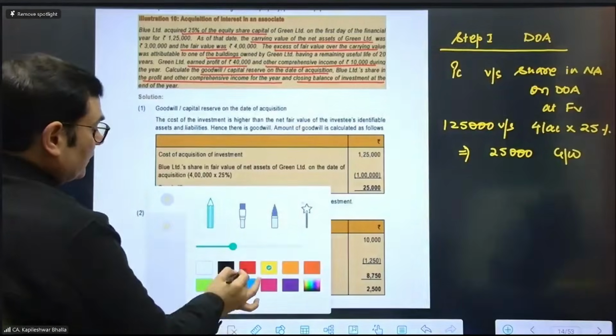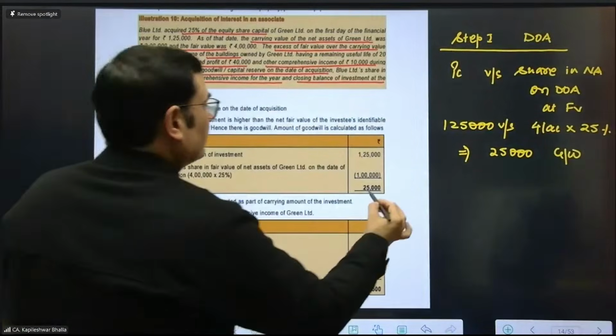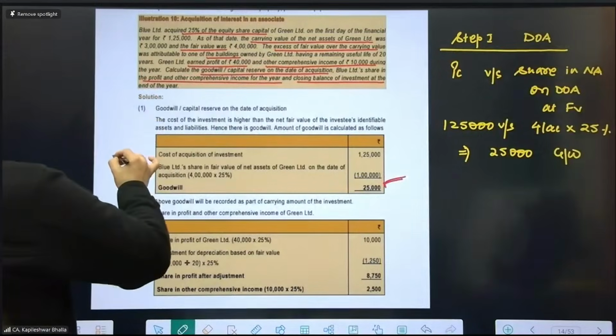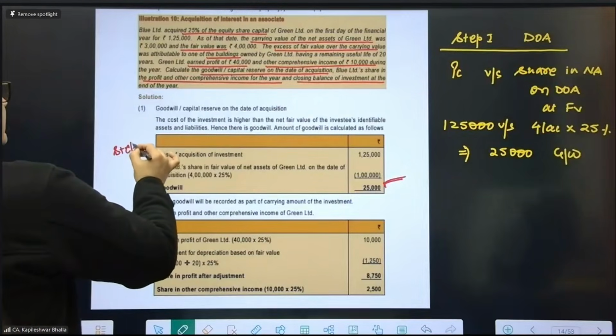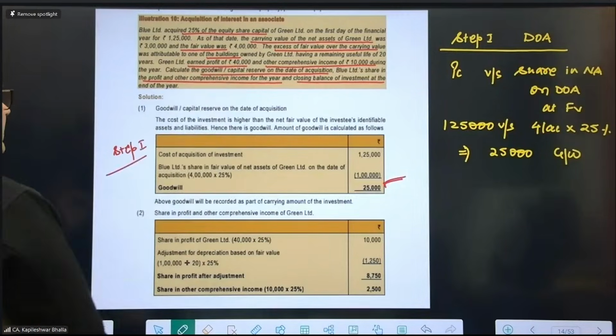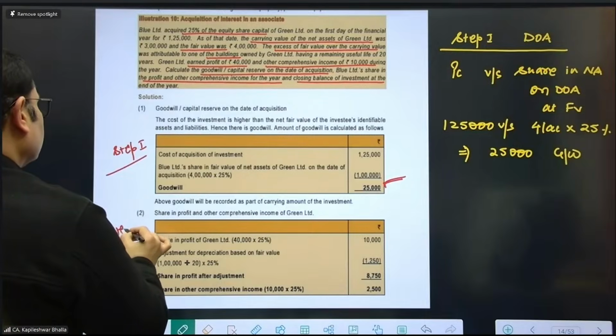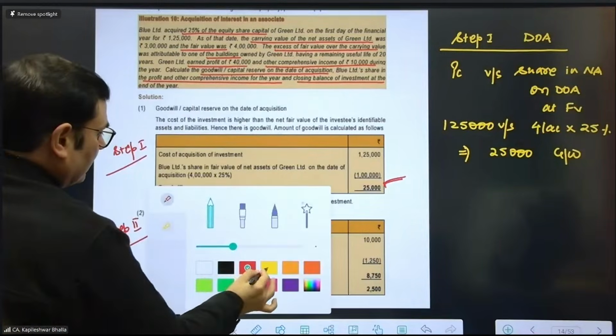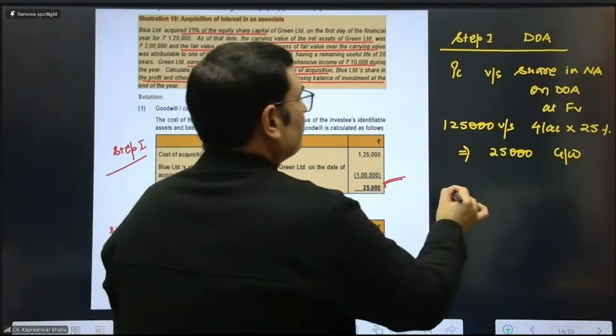So you can see the inputs here as well. This is what is done. This is what I call my step number 1. Then we go to work upon the step number 2 in this particular case. Let's work upon the step number 2.